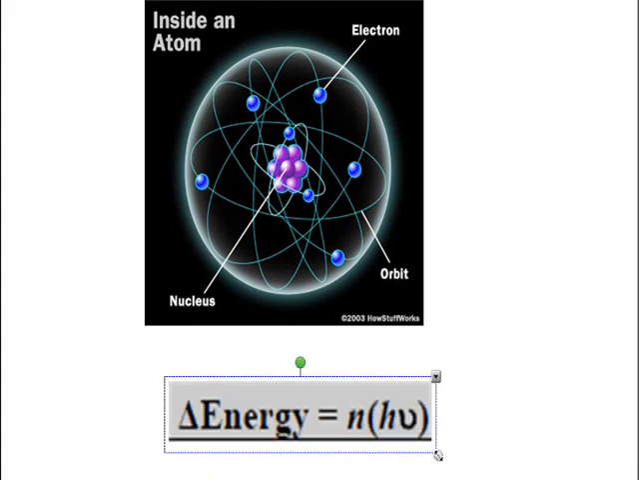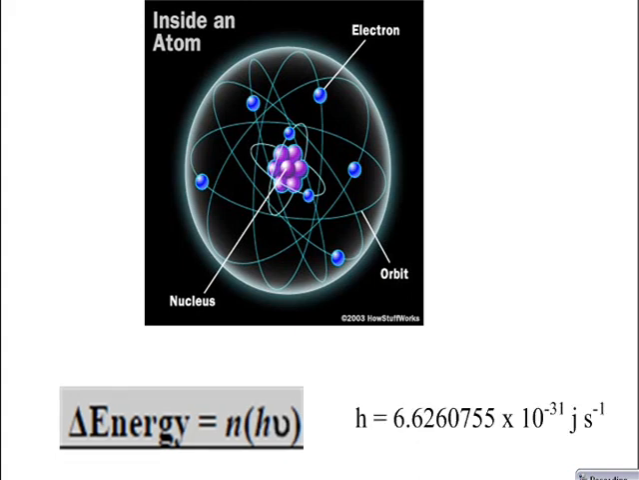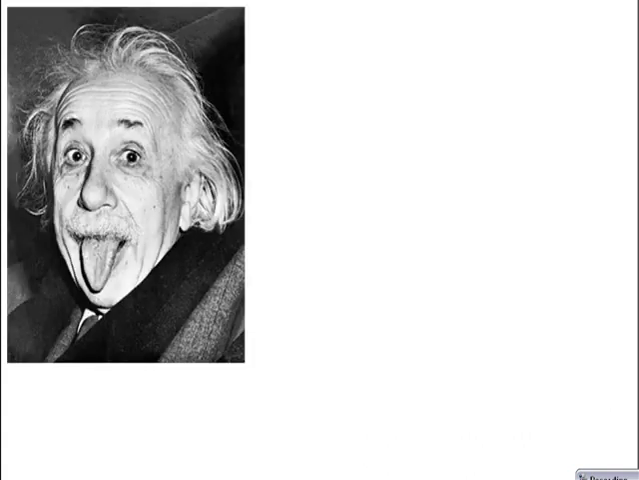Let's get back to chemistry. The amount of energy that can be gained or lost is equal to that quanta, that integer, which we symbolize by n, times the quantum, which is h times the frequency. What is h? H is Planck's constant, which equals 6.62 times 10 to the negative 31st joules per second. And this formula applies to all phenomena on the atomic and molecular level.